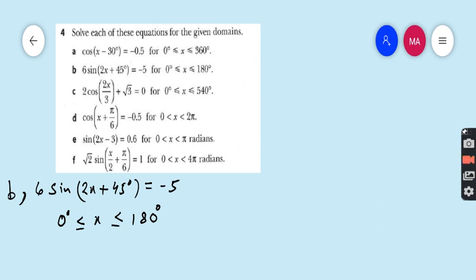So first we have to multiply 2 by the whole domain, that is 0 multiplied by 2 is 0, because something multiplied by 0 is always 0. Then 2 multiplied by x is 2x. And then 180 multiplied by 2 is 360 degrees.